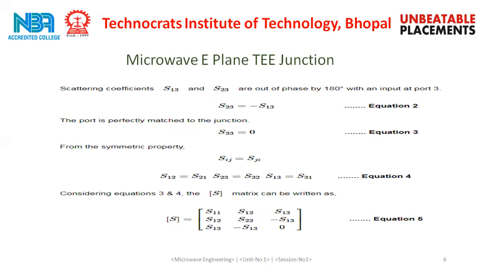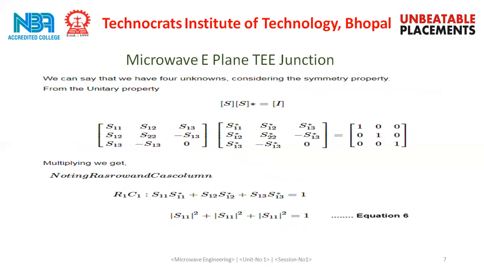By using all the scattering coefficients in the reduced values, the reduced scattering matrix will look like this. In place of S11, we'll write S11 only. In place of S12, we'll write S12 only. In place of S13, we'll write S13 only. In place of S21, we'll write S12. In place of S22, we'll write S22. In place of S23, we'll write minus S13. In place of S31, we'll write S13. In place of S32, we'll write minus S13, and the last coefficient S33 will be equal to 0. So this is the reduced matrix we have.